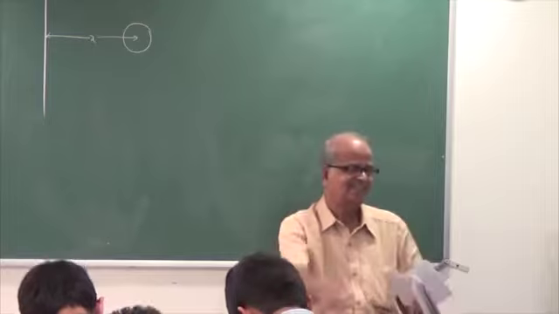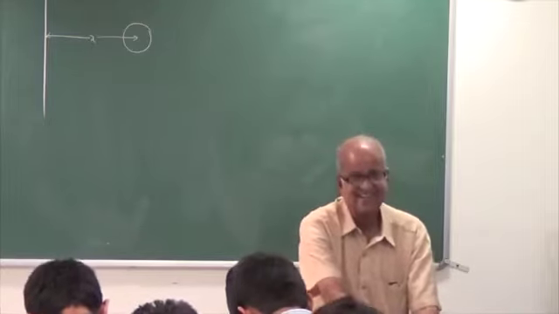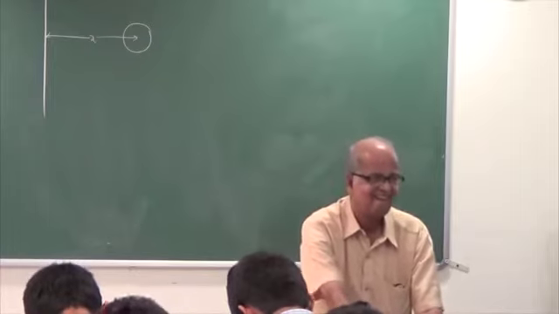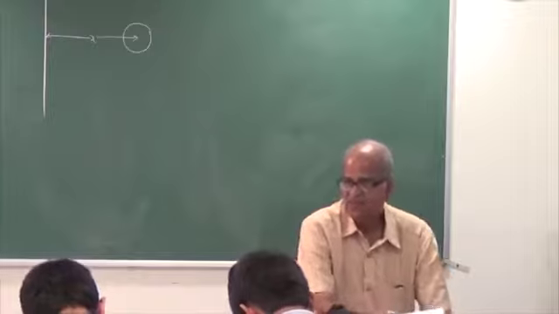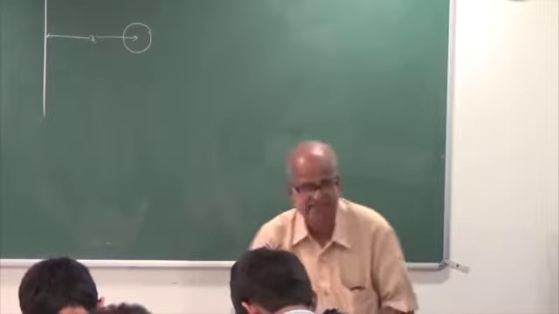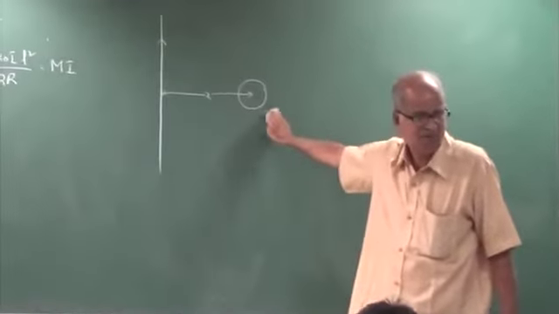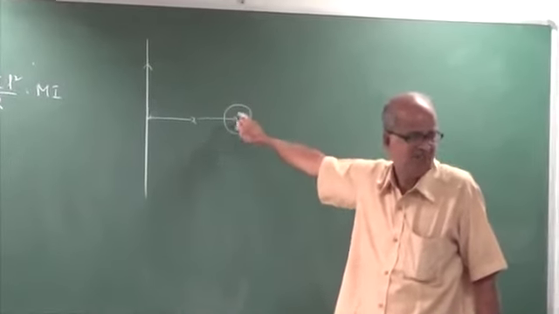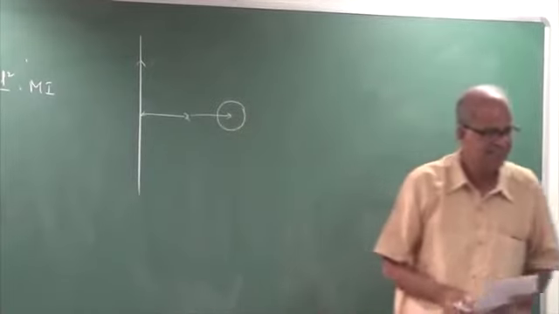Exactly. Clear? So, for these kinds of problems, you know how to attack. The only thing is you should know the formula to calculate the area of the loop. It could be a triangular loop, a square loop, a rectangular loop, or a circular loop. Okay?